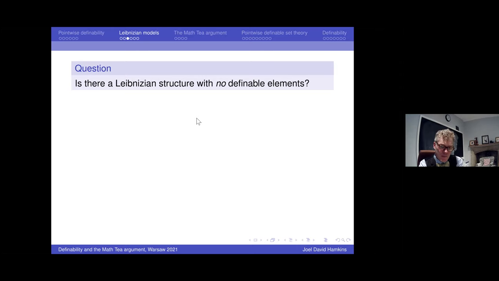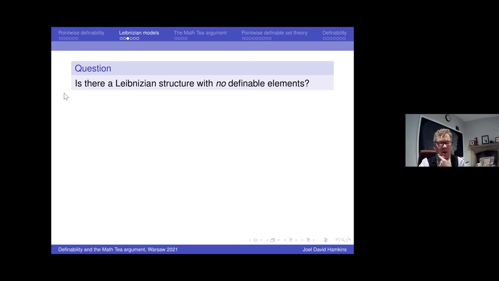Okay. Now let me take a little detour. Is there a Leibnizian structure with no definable elements? The real field wasn't pointwise definable, but it had a lot of definable elements. All the algebraic numbers were definable there. And so this is an interesting question to play around with. It's not too difficult to come up with examples, but a more interesting version of the question would be to do so in a finite signature, in a finite language. Then it's a little harder puzzle, but I want to show you an example.